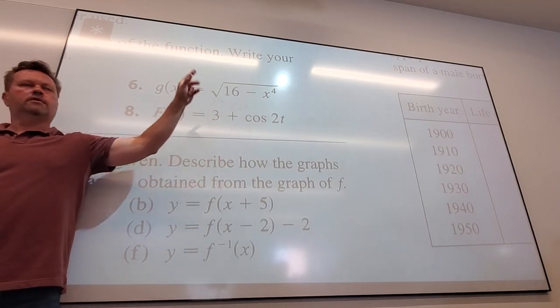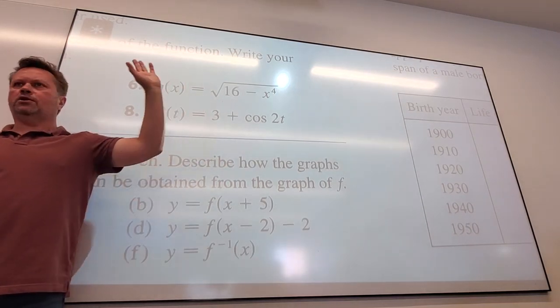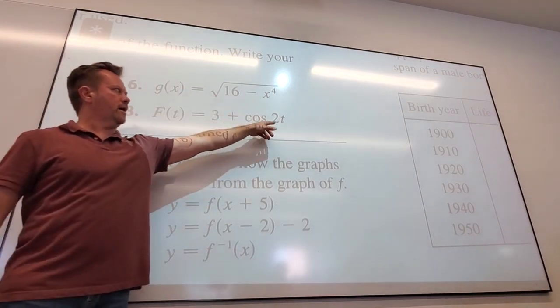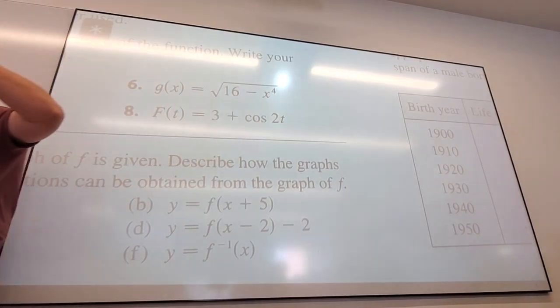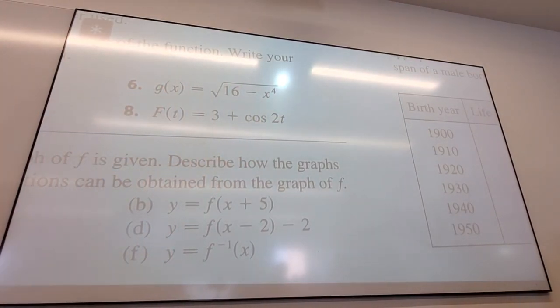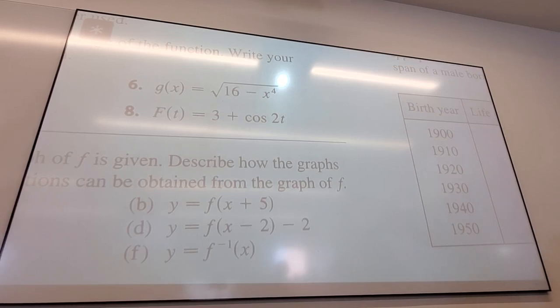Domain. Does this 3 do anything to the domain? Because all I care about is where's the variable? What can the variable be? Is there any input cosine can't handle? No, it goes forever. So what's the domain? All real numbers, -infinity to infinity. You guys got it with me?